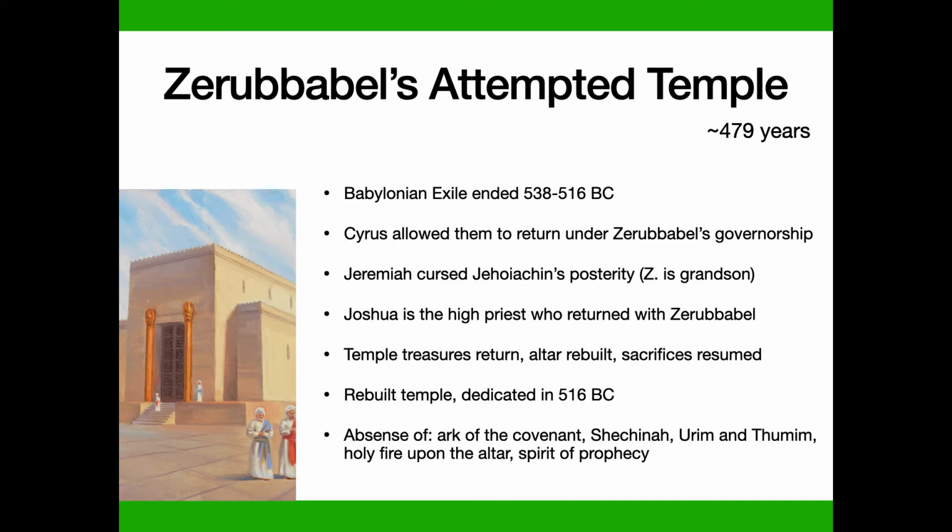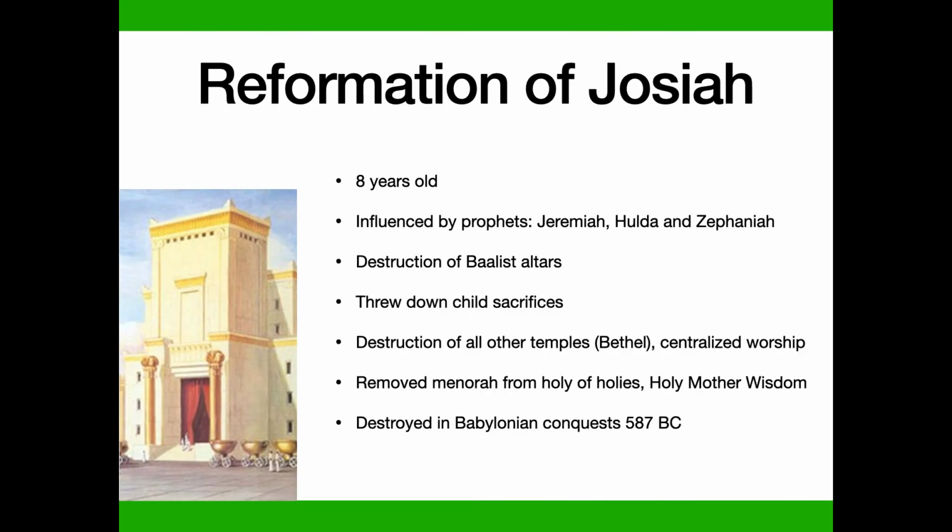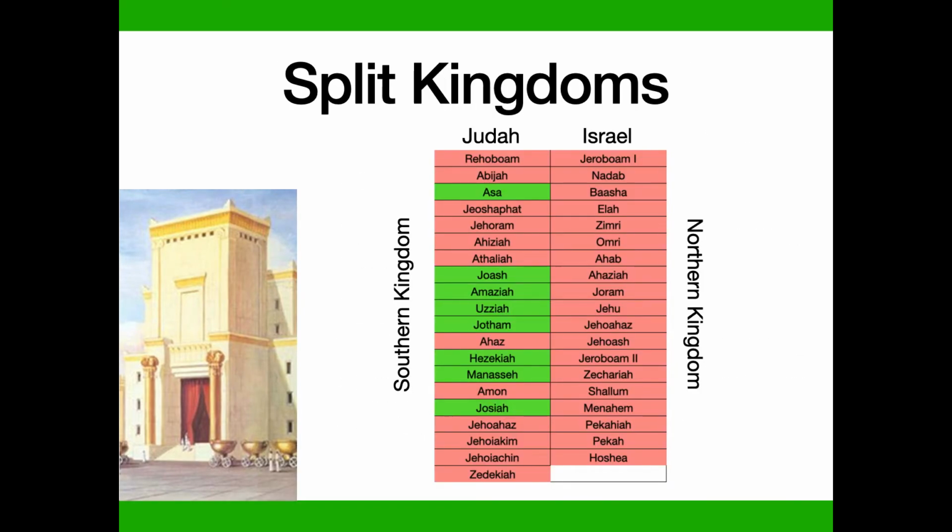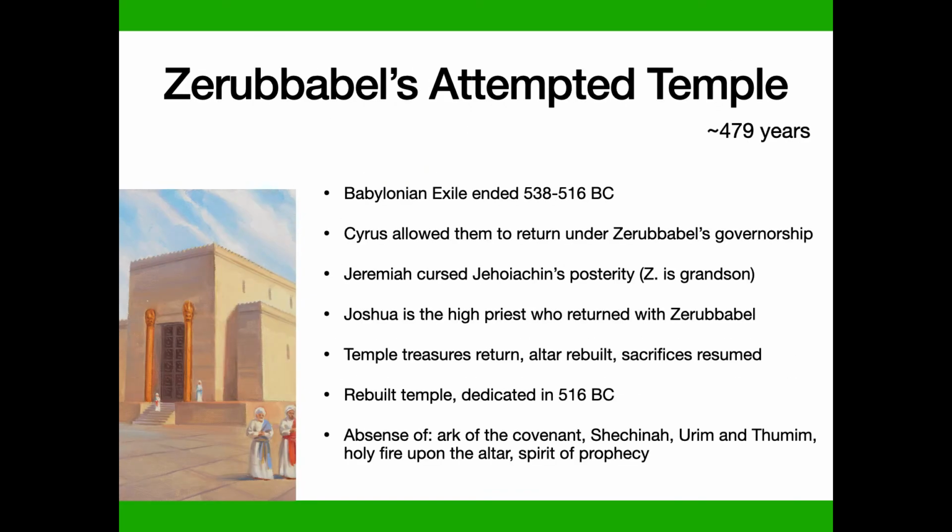But he only does it if Zerubbabel is governor. So Zerubbabel is Jehoiachin's posterity. He's his grandson. So this chart here, Jehoiachin, remember Jeremiah cursed them so that they would not have kingship. But this Zerubbabel is not put in as king. He's just a governor so that they can kind of skirt around that issue.